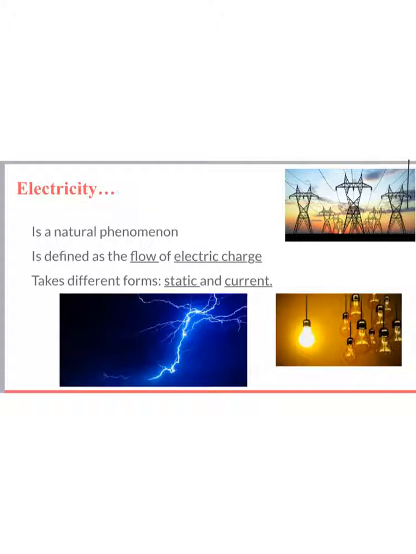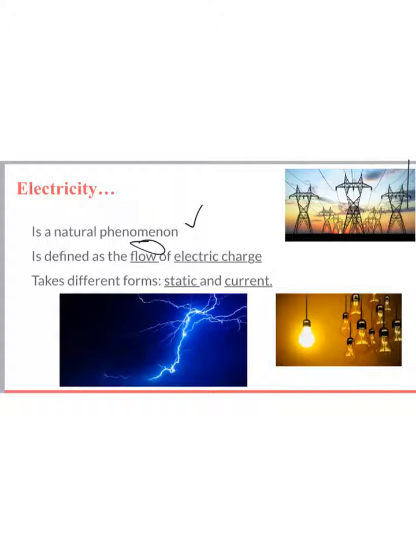So first, let's start with the definition of electricity. Electricity is a natural phenomenon. Most famously, Benjamin Franklin is known for flying a kite with a key and having it be struck by lightning and quote unquote discovering electricity. So electricity as we know it is defined as the flow of electrical charge.